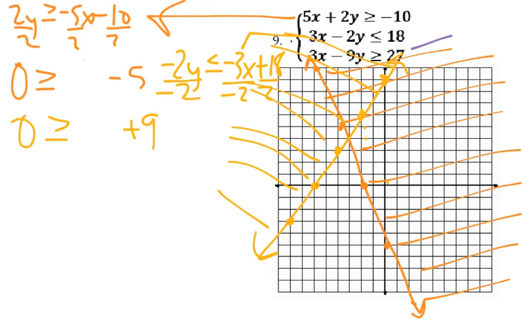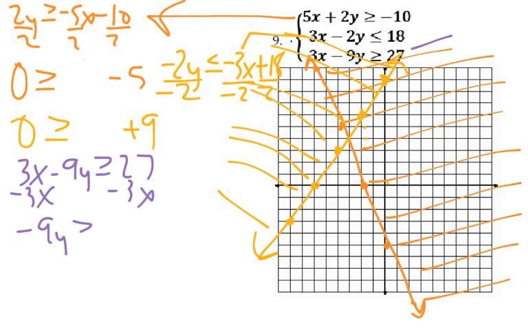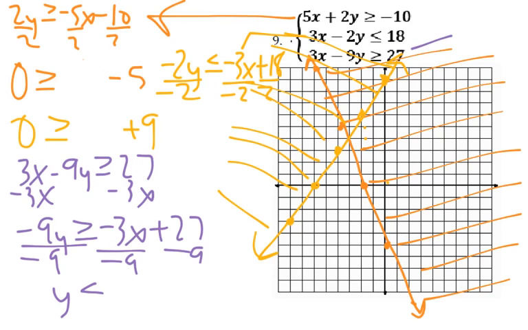So 3x minus 9y is greater than or equal to 27. So subtract a 3x. Negative 9y is greater than or equal to negative 3x plus 27. Divide by negative 9. So we get y is less than or equal to 3 over 9 is 1/3. Negative over negative is positive. Minus 27 divided by 9 is 3. So down to negative 3. We're going up 1 to the right 3. Down 1 to the left 3.